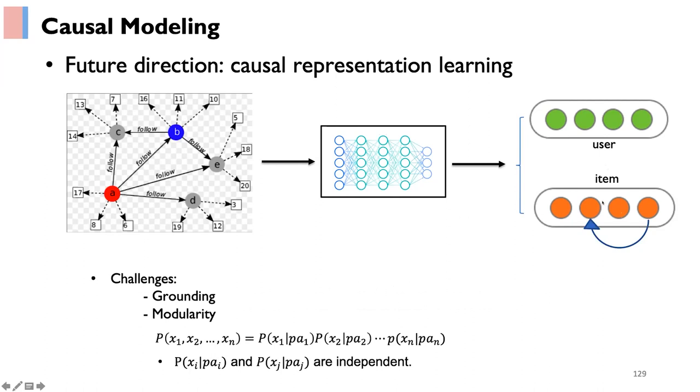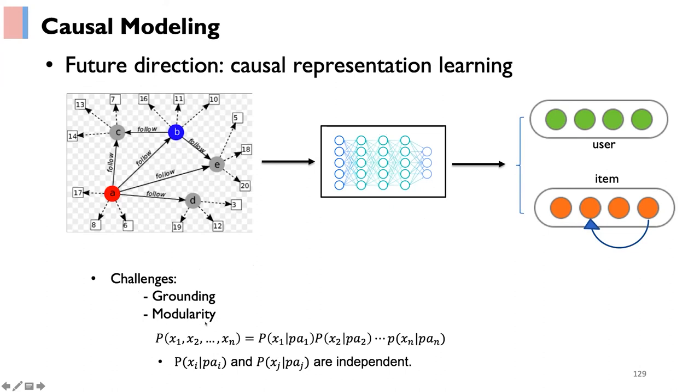It means how to make the latent representations of users and items be aware of causal relations between the variables that will affect the final interaction. Regarding this target, we have several challenges to be solved. The first one is grounding, that is to say, how we align the latent variables of the neural network with the variables in the causal graph or the variables we are interested in.